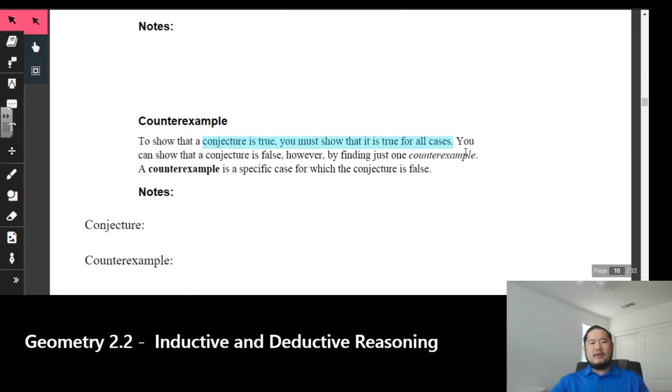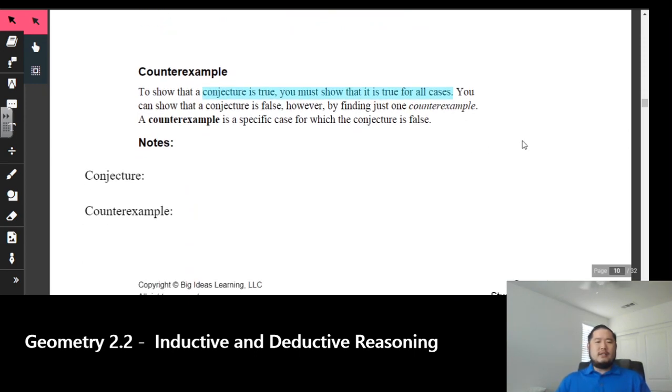Next up, we have a counterexample. To show that a conjecture is true, you must show that it's true for all cases. So that right there is important. It must be true every single time. If you can find a counterexample, which is an example that will make it false, then everything that you said is not true, even though you may have 10 examples of something being true. That one example that's false just throws everything out the window.